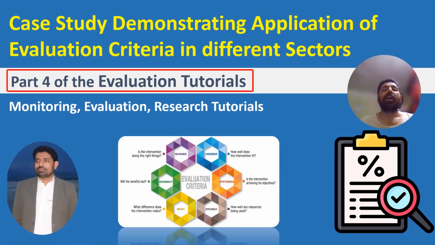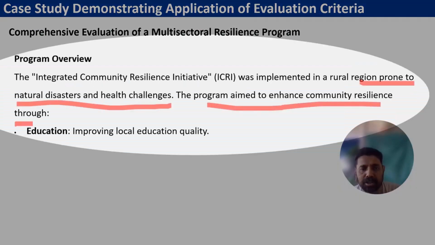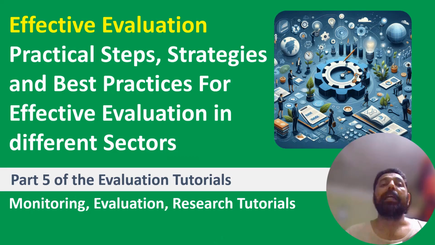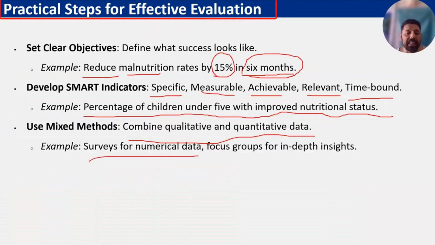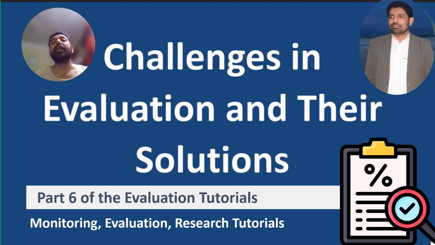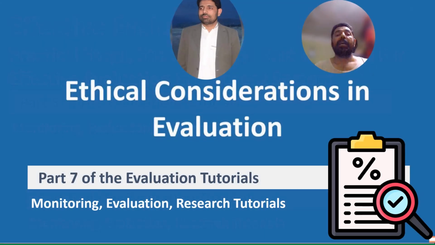In part 4, we will discuss a case study demonstrating application of evaluation criteria and components for a multi-sectoral project. That we will do in part 4. In part 5 of the evaluation series, we will discuss practical steps, best practices, and strategies for effective evaluation. Similarly, in part 6, we will discuss challenges in evaluation and how to overcome those challenges. And then in part 7, we will discuss ethical considerations in evaluation.